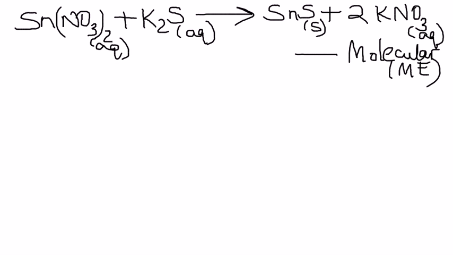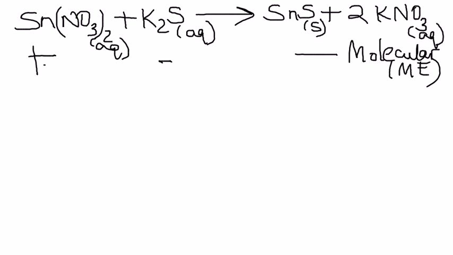Okay, so once again, my equation here is tin 2 nitrate reacting with potassium sulfide, giving you tin 2 sulfide, and you have 2 moles of potassium nitrate. Now, realize I'm calling this molecular equation, and the reason I'm calling this a molecular equation is because I have expressed each of the reactants as well as the products as the complete formula, as the compound. So it's one formula unit which I'm referring to.